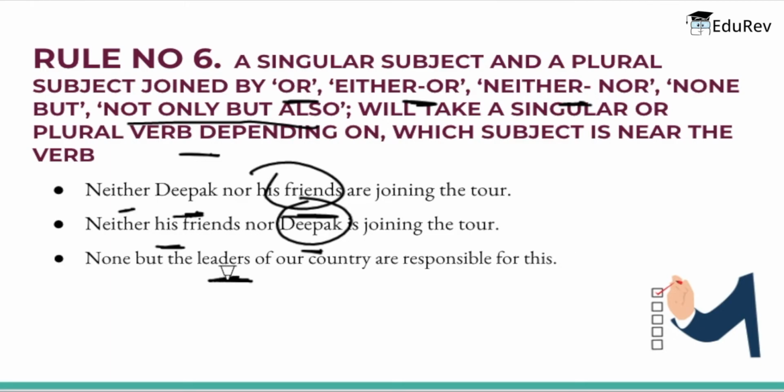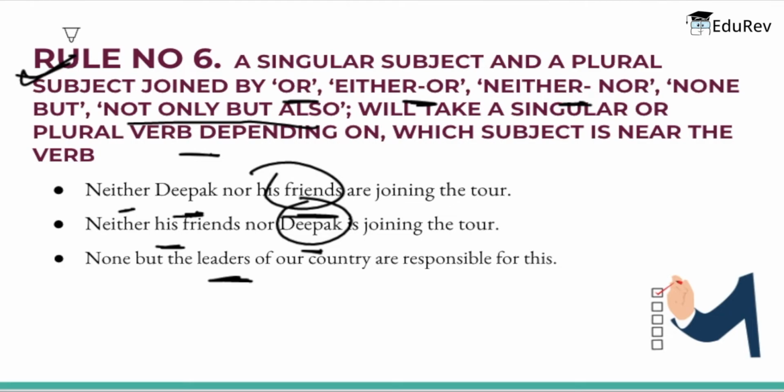Now, leaders of the country is what? Plural. So therefore, the verb which we need to use should also be plural. And this is exactly what is reflected in rule 9. That is, if I have a singular subject or I have a plural subject which are joined by these things, then what we need to do is we either have to use a singular verb or plural verb depending upon which of the subject is nearer to the verb.